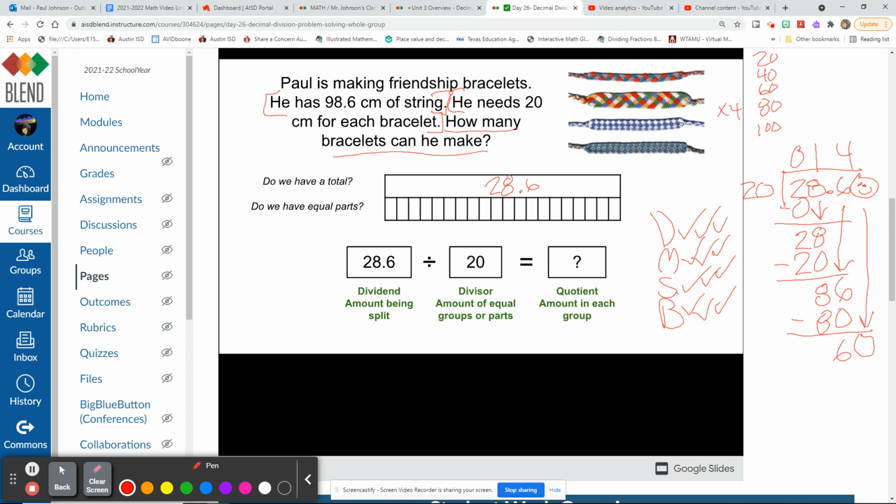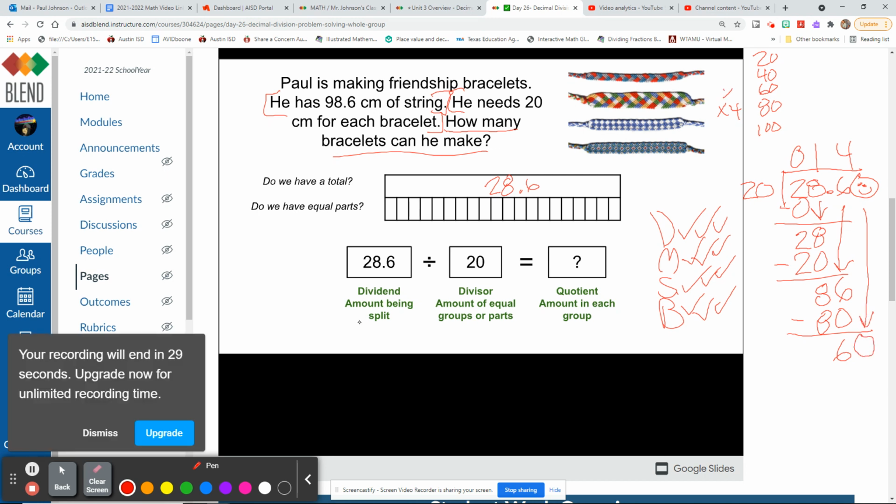So 20 goes into 60. It says up here 3 times. So we put a 3 up there. 20 times 3 is 60. So we're going to subtract 60 minus 60 and get 0, which tells us to bring up our decimal point. So he can make 14.3. Oh, tell me why decimals is not a good idea for this one? And we'll come back in the next video and talk about it.